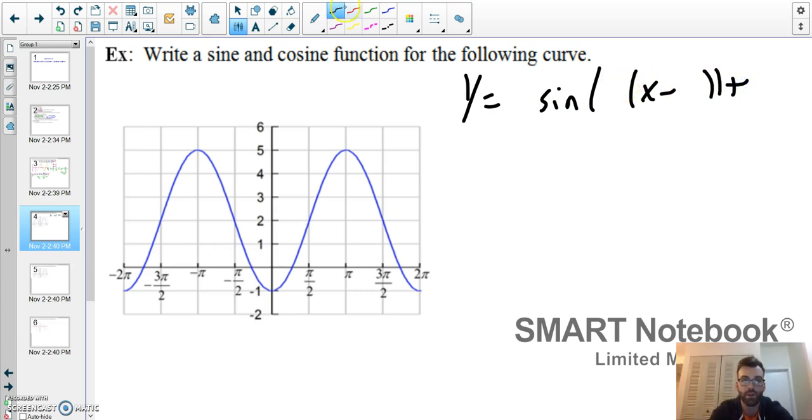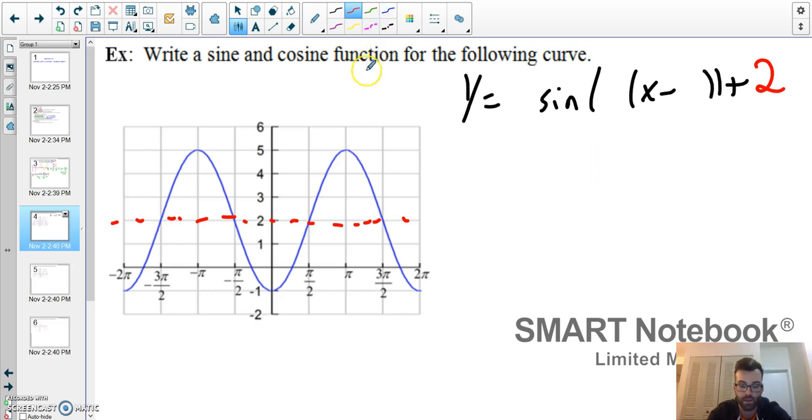I want to determine where my midline is. If I have -1 and 5, I've traveled 6 units. Half of 6 is 3. So 1, 2, 3. Learn to count, dude. So my midline is here, and that is going to be 2.